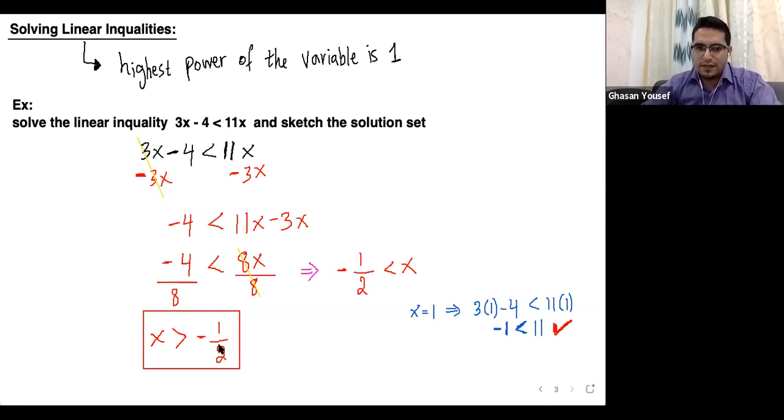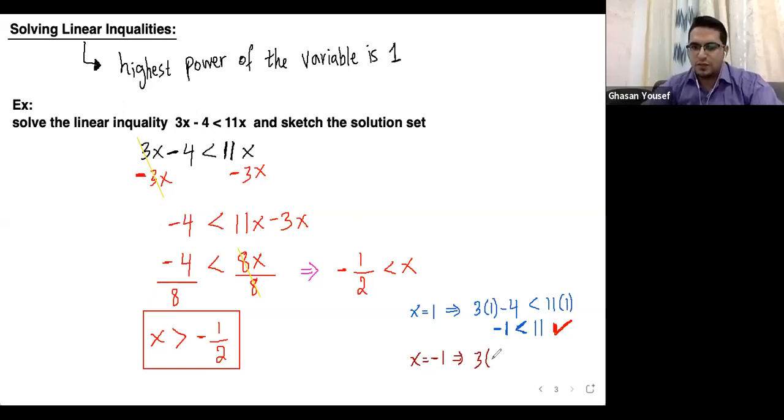Can you pick any number less than minus 1/2? Minus 1, Natasha said. Yes, let's check. So I will see here that it does not satisfy when I plug in minus 1. So let's do it. Natasha, can you do it? 3 times what? Just plug your number. Yes.